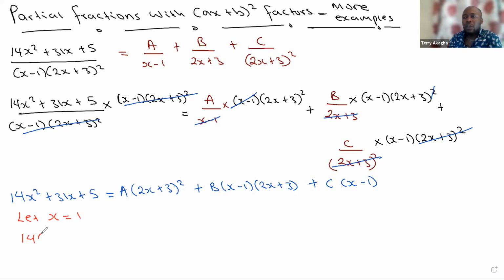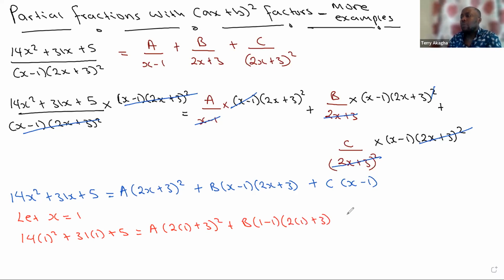And that will give me 14 times 1 squared plus 31 times 1 plus 5, equal to a into bracket 2 times 1 plus 3 close bracket squared plus b into bracket 1 minus 1, 2 times 1 plus 3 plus c times 1 minus 1. This will give me 0. Everything here is going to be 0. Now with that, I can simplify this.